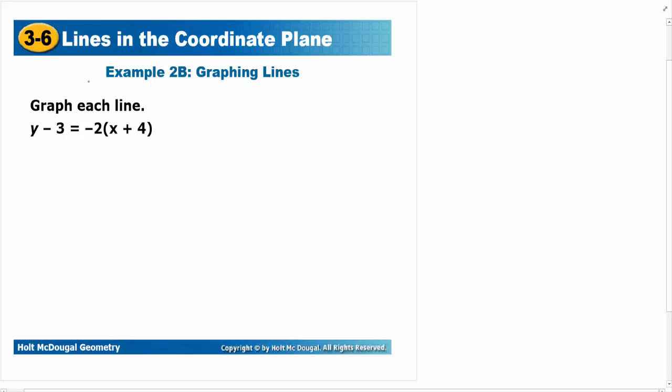Alright, now we're in point-slope form. Now again, the thing that I like to do, I'm just going to keep doing it no matter what, is I'm going to move this 3 over. We are in point-slope form, I'm just going to move it over here. So y equals -2 x plus 4 plus 3. Okay, so this is point-slope form. Our point, remember, is h comma k.